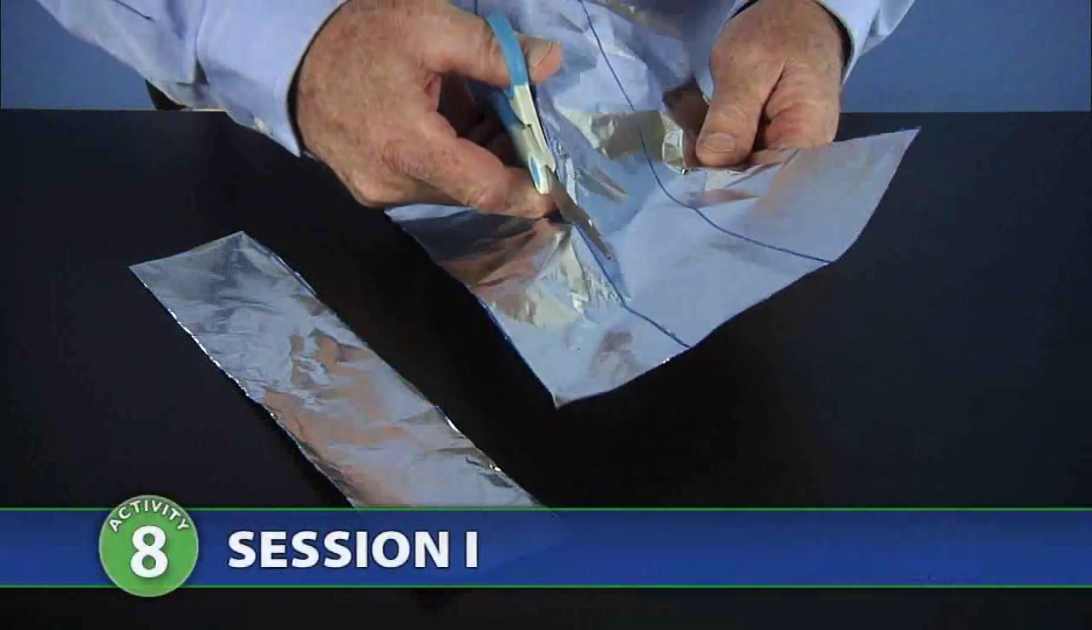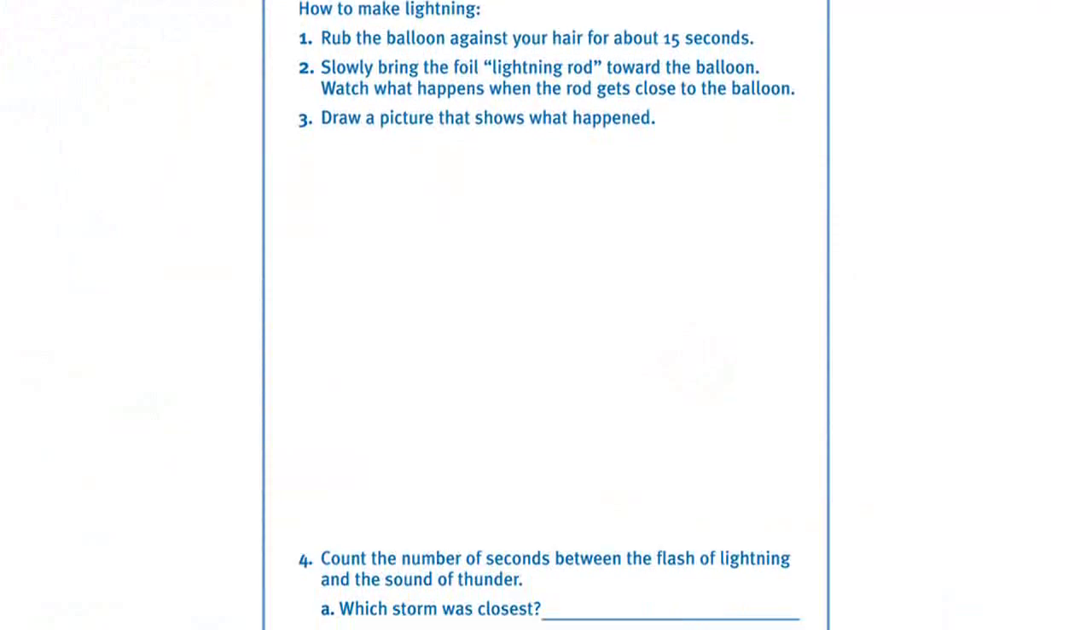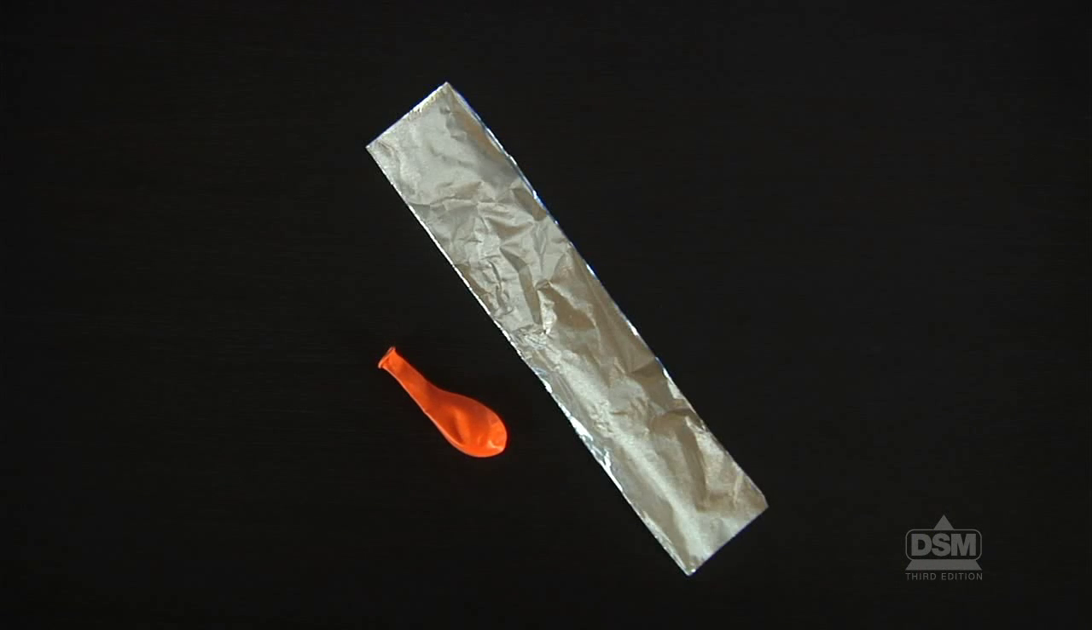To prepare for Session 1, cut a piece of aluminum foil about 6 centimeters by 30 centimeters for each student. Note that this session must be done on a very dry day, as static electricity may not develop if it's humid or raining outside. Also, for best results, conduct the experiment in a dark room. Then, make a copy of Activity Sheet 8 for each student. Each student will also need a balloon and a strip of aluminum foil.